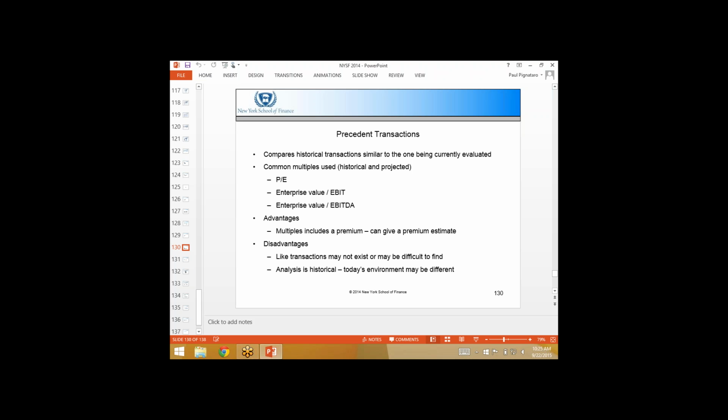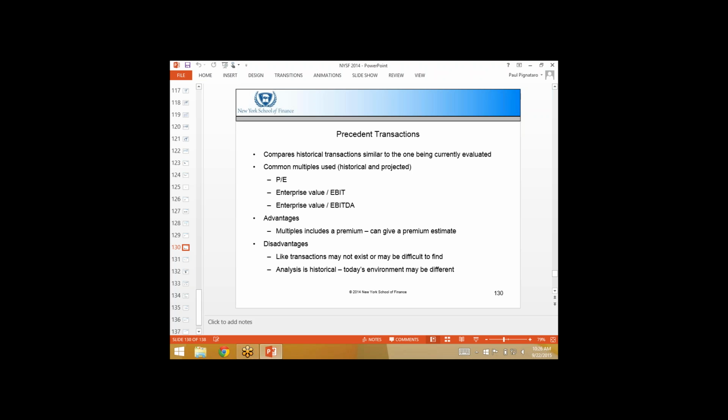The benefit of a precedent transaction analysis is that it includes a premium. In order to buy a business, you have to pay a control premium to convince shareholders to give you their shares. So if you're looking at this from an M&A perspective, you can determine how much premium is needed to pay for this business.